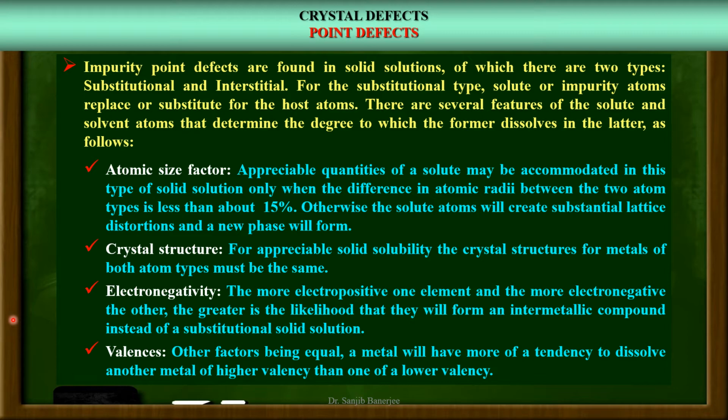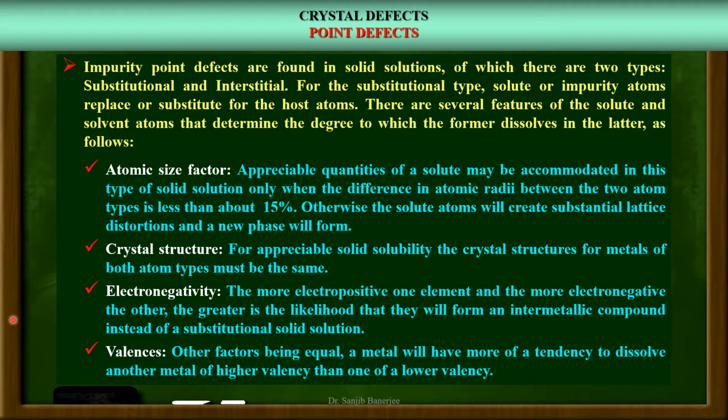These favorable conditions for solid solubility are: firstly, the atomic size factor. Now appreciable quantities of a solute may be accommodated in this type of solid solution only when the difference in atomic radius between the two atom types is less than about 15%. Otherwise, the solute atoms will create substitutional lattice distortions and a new phase will form.